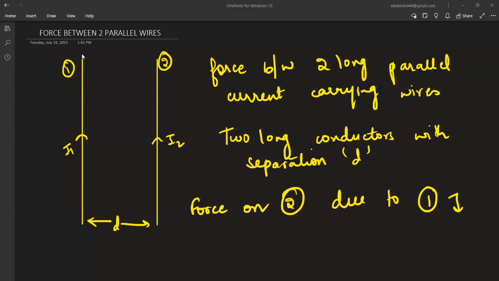Now, if I just talk about a single conductor, we have studied about an infinitely long wire. When I use the term long, what does long mean? That they are extending up to infinity. Whenever the term long comes, like long solenoid, two parallel long wires, the word long specifies that the wire is extending up to infinity. Otherwise, two finite wires, two finite conductors would have been mentioned. But here we have two long conductors, so whenever you have the term long, it means the wires are infinite.